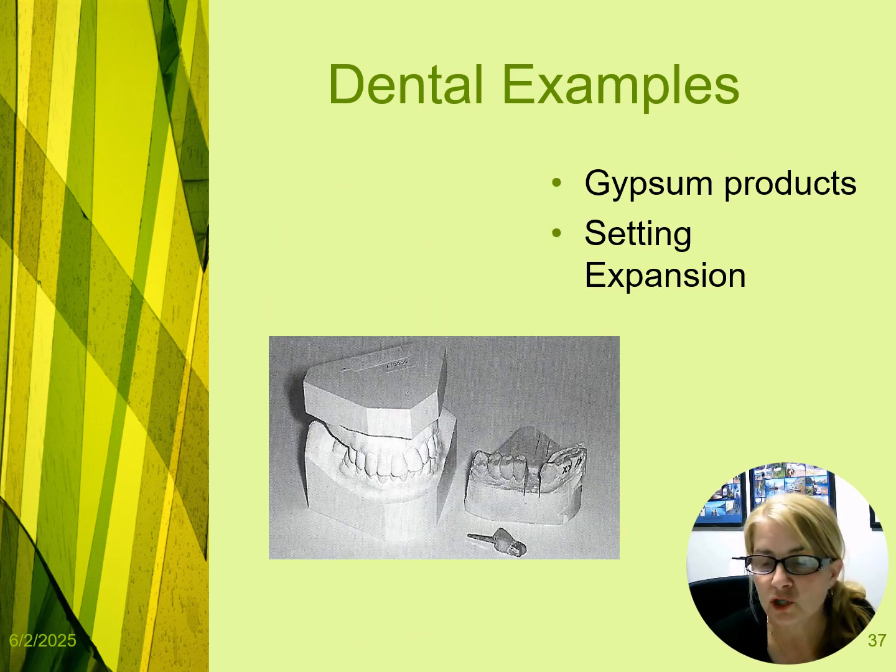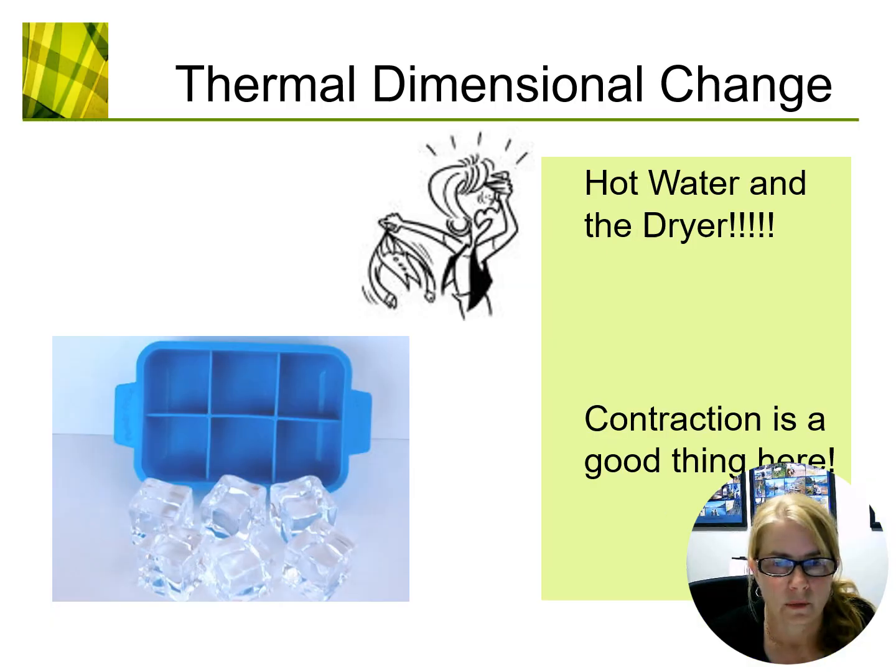With gypsum or dental stone products, we have some expansion that happens on setting. Remember, our initial setting is the loss of gloss, and then it gets warm. There's an exothermic reaction because it gets warm as it's setting, and there is some expansion during that time. It's an irreversible chemical reaction because remember, we're mixing powder and water together and we can't get those back. So another dental example is stone setting or stone products.